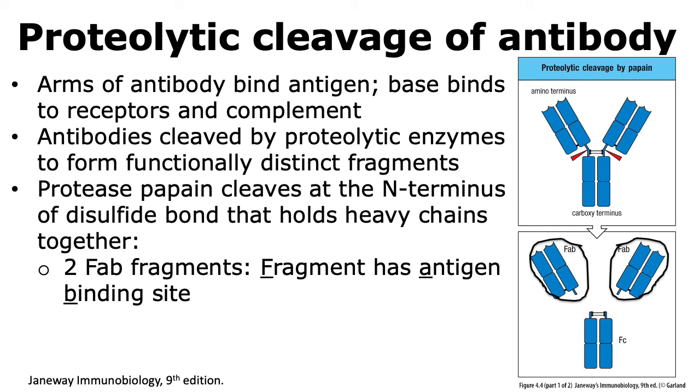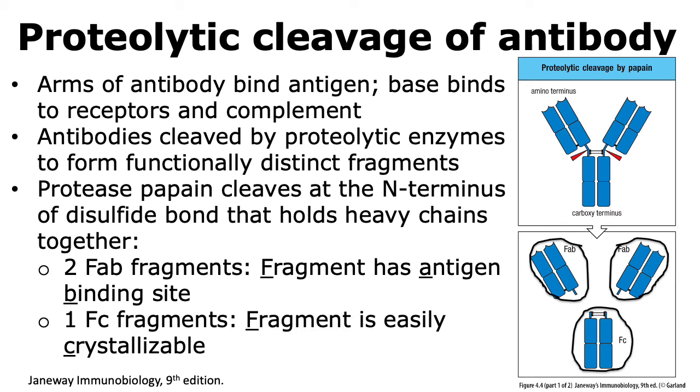So by cleaving the immunoglobulin with papain, we were able to see two Fab fragments, and there was one fragment that was called the Fc fragment. And the reason it's called Fc is because it was the fragment that was easily crystallizable. And so, as you know, proteins can be crystallized to find their three-dimensional structure. And when we looked at the different fragments formed in the case of the immunoglobulin, the Fc fragment was easily crystallized, and hence it was given the name Fc.